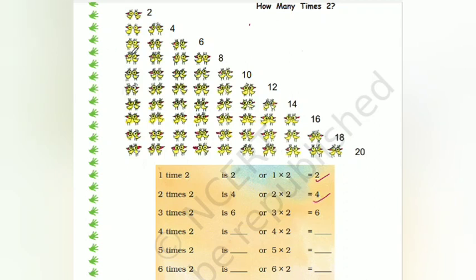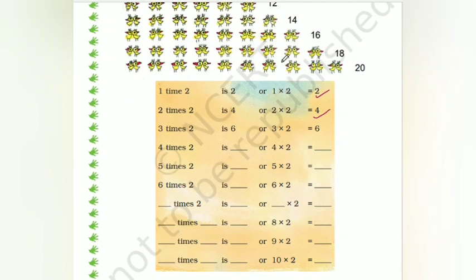Then in the third row, 2 birds are seen in how many rows? It is seen in 3 rows. So 3 into 2 is equal to 6. Then in the fourth row, 2 birds are seen 4 times. So it is 8. Then 2 birds are seen how many times? 5 times. So the answer is 10. Then 2 birds are seen 6 times. So the answer will be 12. See, write it here. 2, 4, 6.